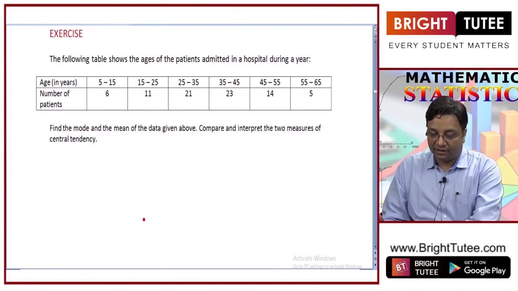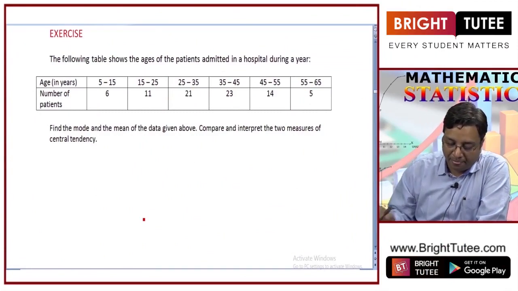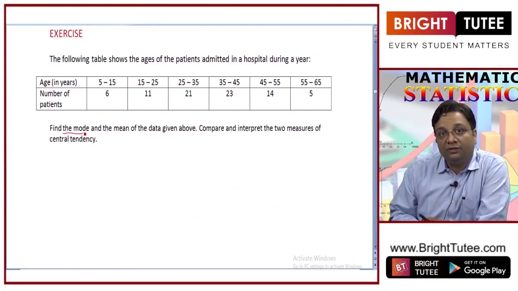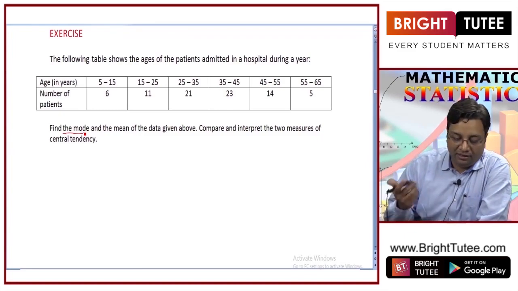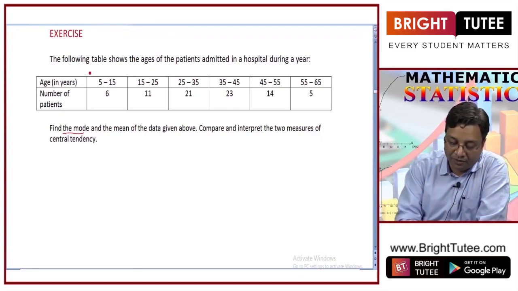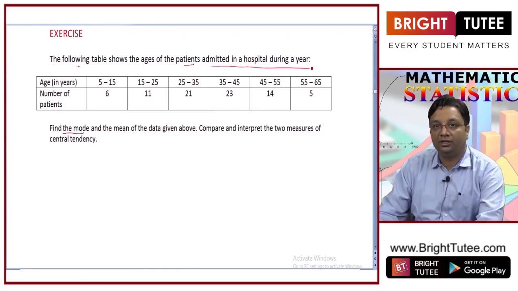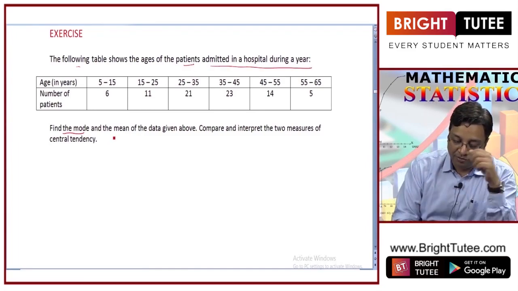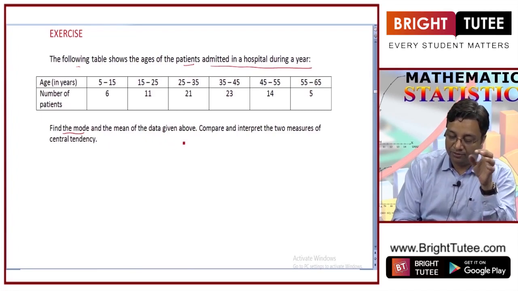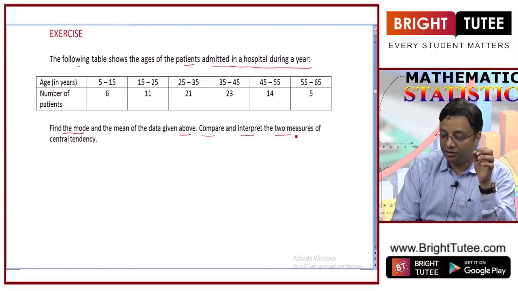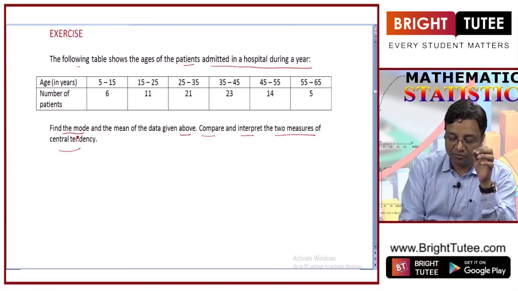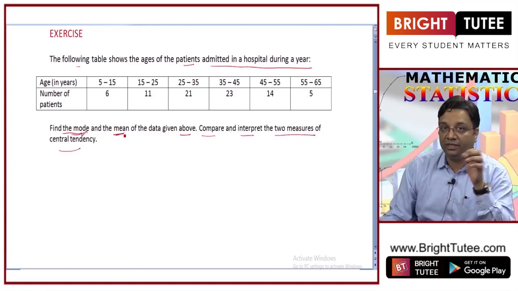Now let us look at the exercise. Once the method is clear to you, or if you memorize this formula well, then these questions are very simple for you. The following table shows the ages of patients admitted in a hospital during a year. Find the mode and mean of the data given above. Compare and interpret the two measures of central tendency, that is mode and mean.